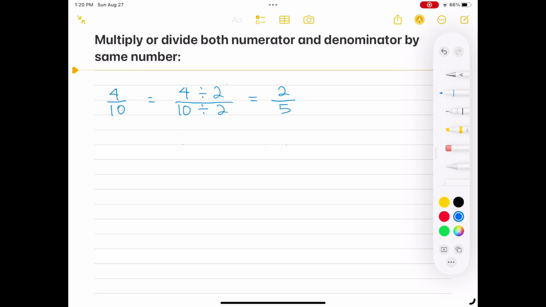And again, you can think of the 2 that you are dividing by above the fraction bar and the 2 you are dividing by below the fraction bar as 2 divided by 2, which equals 1. So any number divided by 1 equals itself. So 4/10 divided by 1 equals itself, or 4/10. And that's why 4/10 and 2/5 are equal, even though they have different names.